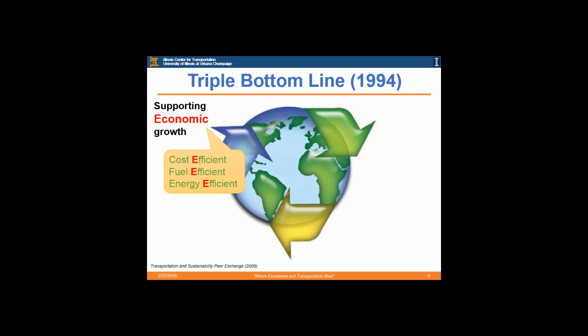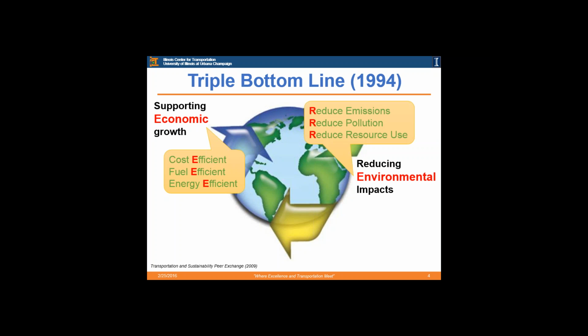The first is the supporting of economic growth. So in our case, making pavements cost-efficient, fuel-efficient, energy-efficient, and so on. Also reducing environmental impacts. So that's the reduction of emissions, of pollution, of resource use, and so on. And finally, we also want to meet societal needs. So for the transportation infrastructure, that means having a safe infrastructure for people to drive on that's secure and also satisfying or comfortable for the user.